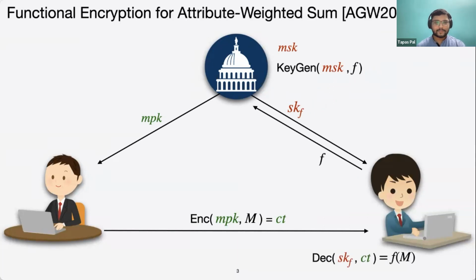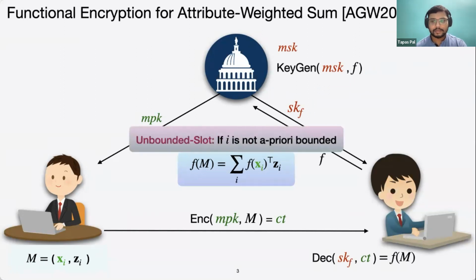So in this work, we construct a functional encryption scheme for the attribute-weighted sum functionality introduced in AGW20. In such a scheme, the message is divided into two parts. The first is the public part, x_i, and the second is g_i, which is the private part. The functionality is as follows: the function of the message m is equal to the summation over i of f(x_i) transpose g_i. Now, if this I is not a priori bounded in the setup, then we call it an unbounded slot scheme.